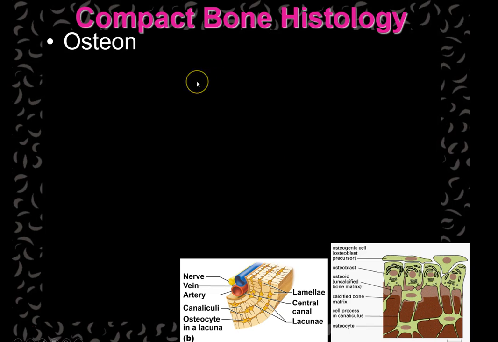Compact bone histology. So the structural unit in compact bone and the long bones is called an osteon. Okay? Some books, you can jot this down, I use osteon. Some books use what's called the Haversian system. Same thing, so I just don't want you to get confused if you look at a book and you see something different.